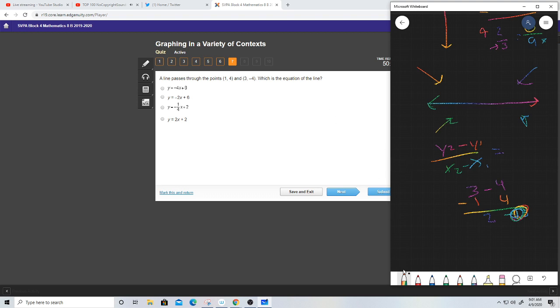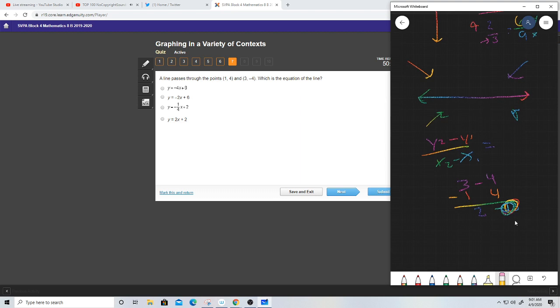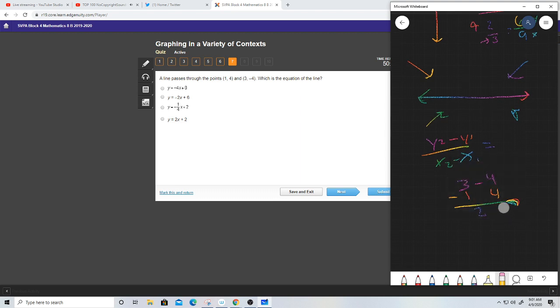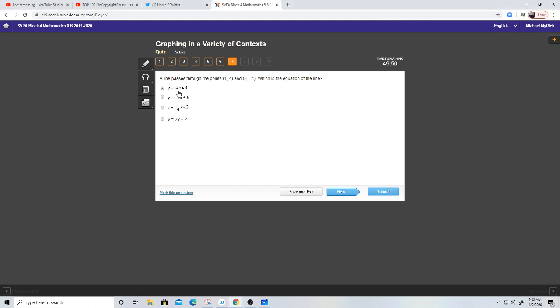Oh, okay. Sorry, got distracted. That's wrong too. A negative 4 minus 4 is not 0. It's negative 8. And that's the y, so we'll just put the 2 underneath. Negative 8 divided by 2 is negative 4. That's the slope. Notice that this is the only negative 4 we have.